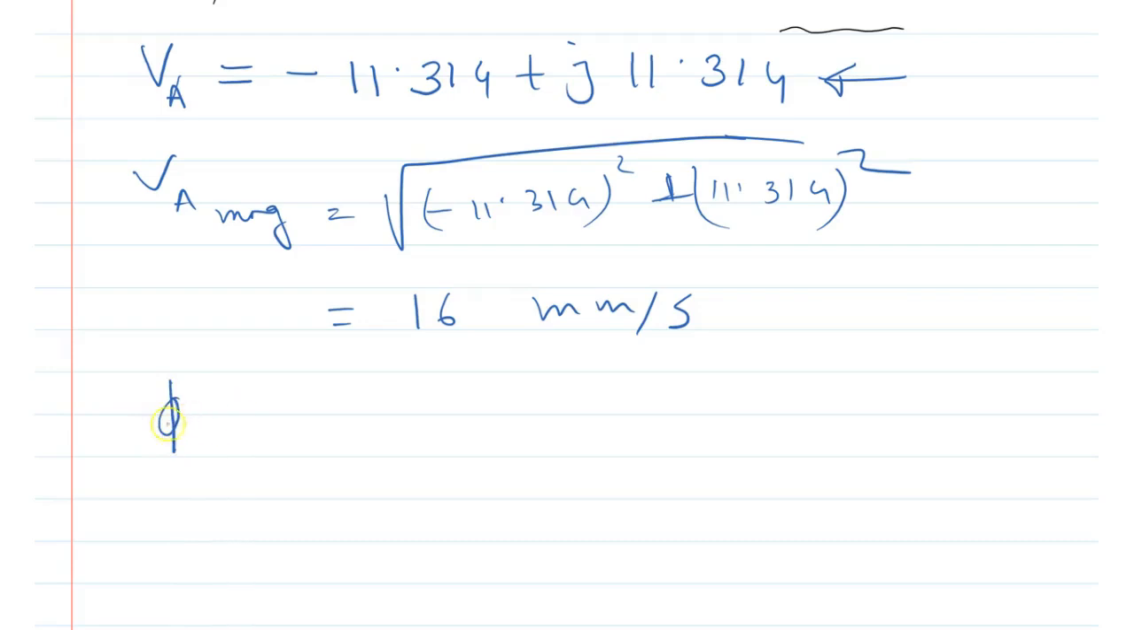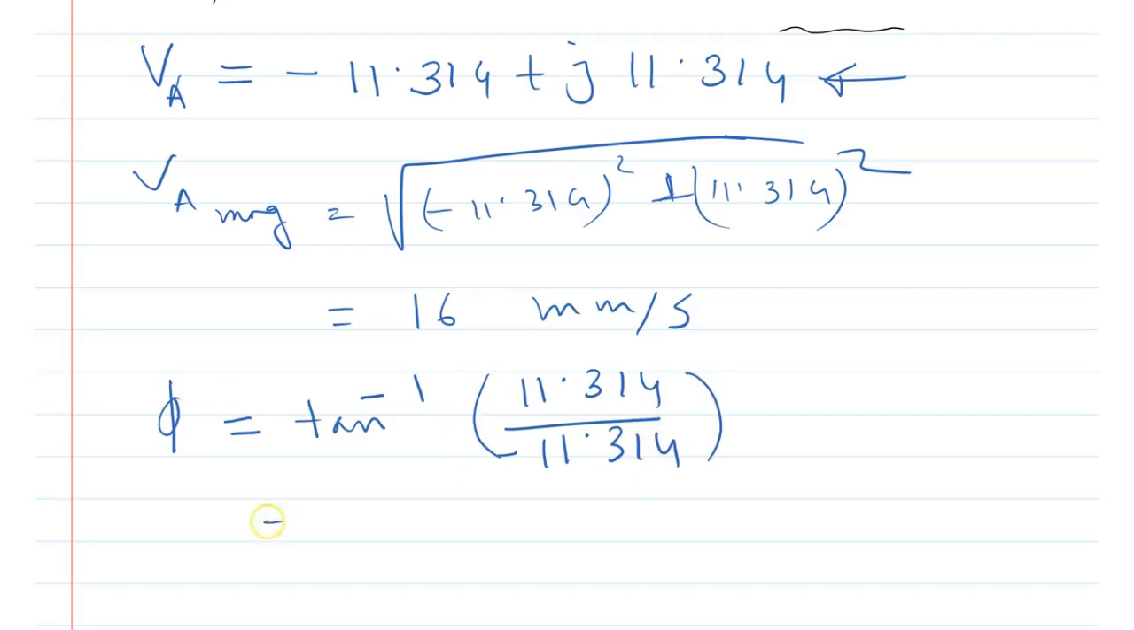So let's consider this is phi, and we need to calculate it as tan inverse of the y component or imaginary part divided by the x component or real part. So it's 11.314 divided by negative 11.314. So ultimately the phi we get is negative 45 degrees.